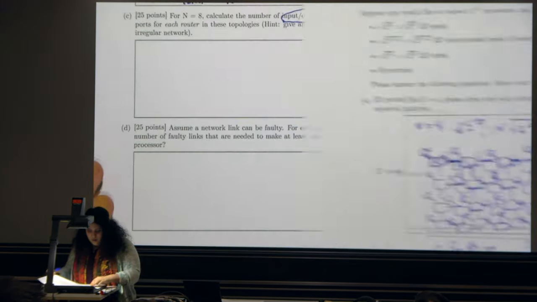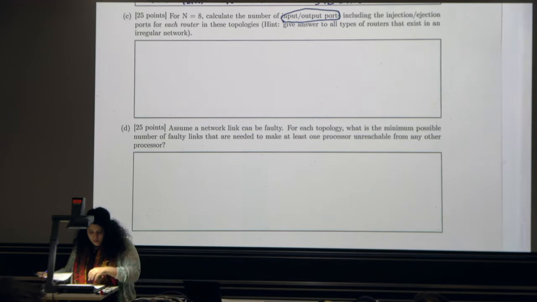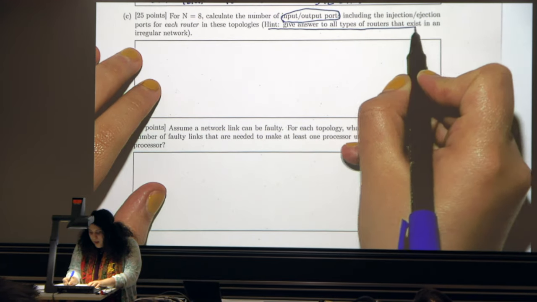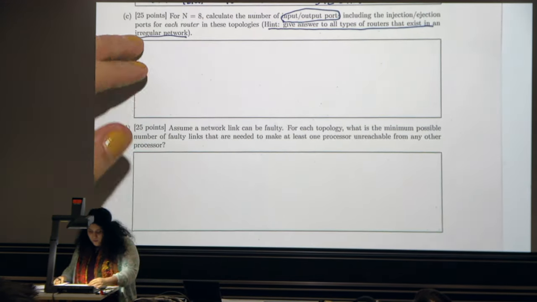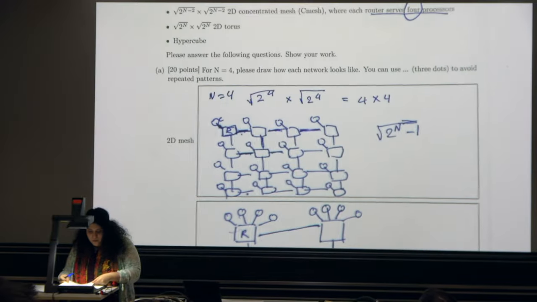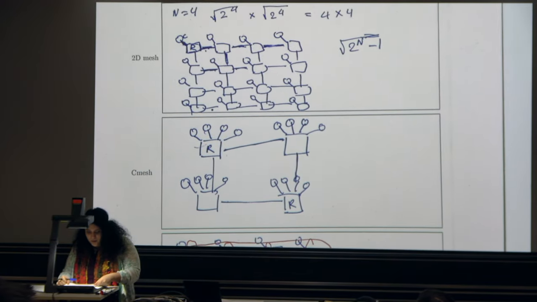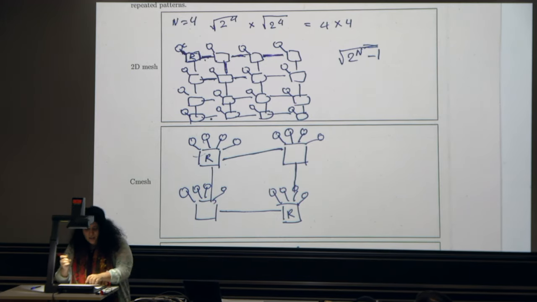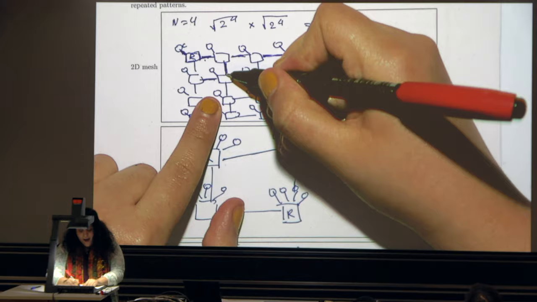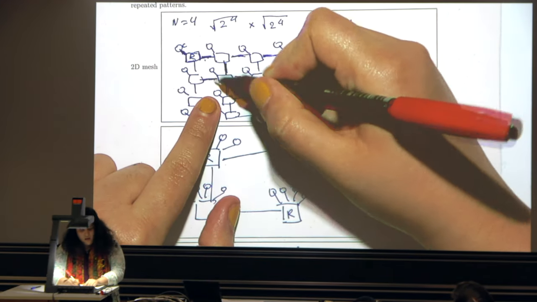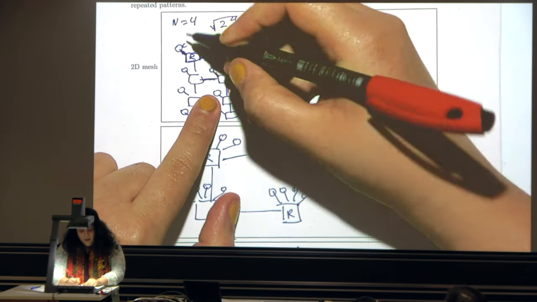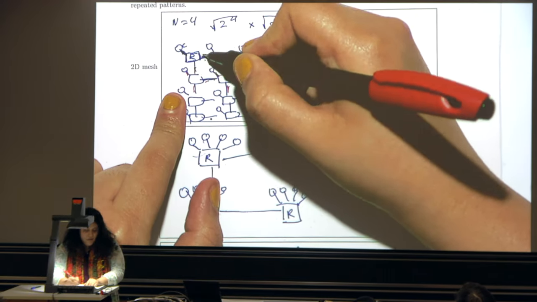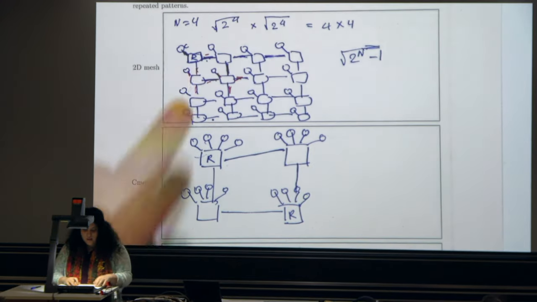Okay, so here also pay attention, it says give an answer for all types of routers that exist in an irregular network. Our simple, straightforward 2D mesh, for example, is an irregular network in this sense, because if you see, the routers here have 5 ports, whereas here you have 3 ports, sorry, 4, and then here you have 3. So just pay attention to these minute details.